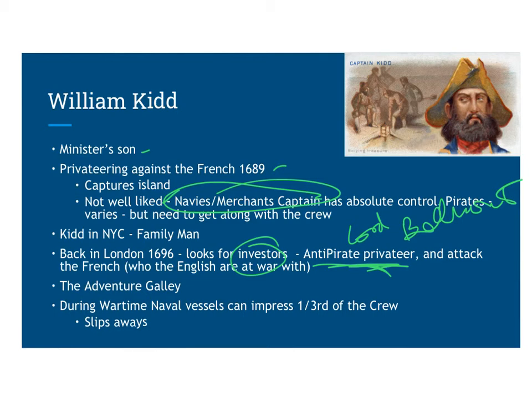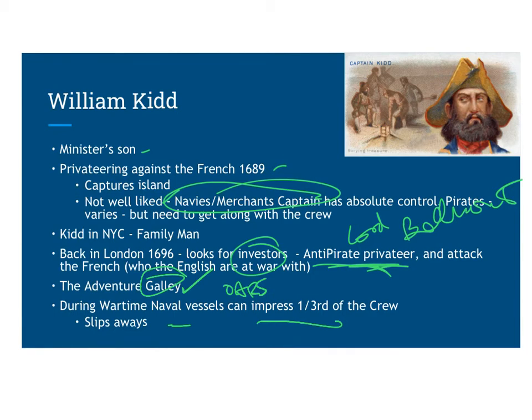So he's going to go around and get investors, and eventually they will set sail in the Adventure Galley. Now, the Adventure Galley is a galley, so it has oars. He was very proud of the fact that he hand-selected his crew. As they're sailing out of the Thames, right there by London, he is going to fail to salute a naval frigate. With this, the Navy then pulls him over and impresses a third of his crew, because during wartime, that was seen as a fair, legitimate thing.